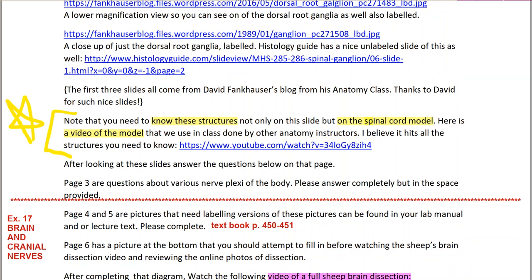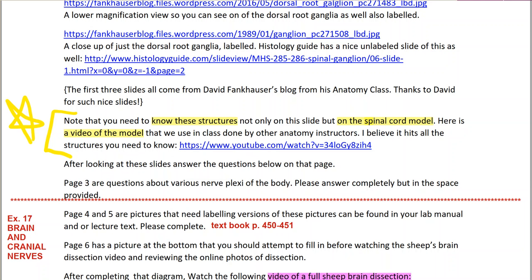So back to the online instructions for exercise 17 and 19. Right here, there is a video for the model. And so that's literally going to take you through a hands-on plastic model of the spinal cord and kind of walk you through the architecture. And so it might be good to watch this video before you even do your lab. Like watch the video of them walking you through the spinal cord architecture.